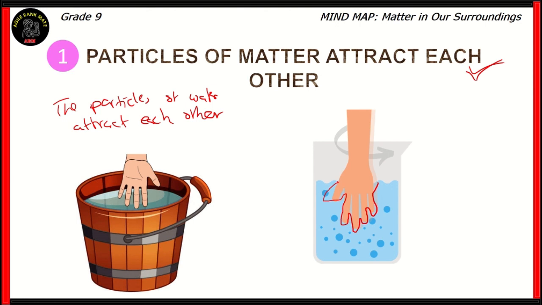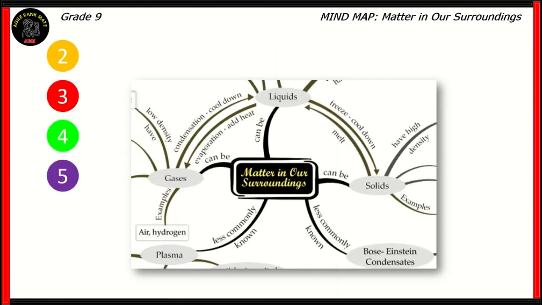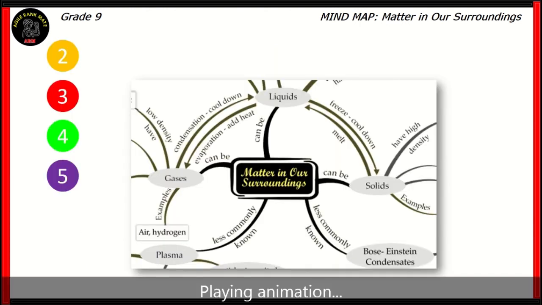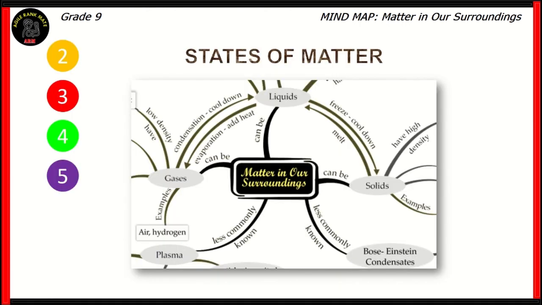Now we'll be moving to the next part of our mind map, which is states of matter. So the second, the third, the fourth, and the fifth will be solids, liquids, gases, and the less commonly known states of matter such as plasma and Bose-Einstein condensate.